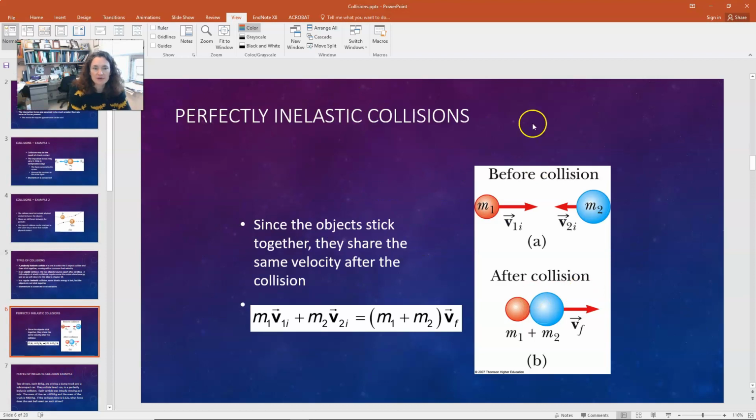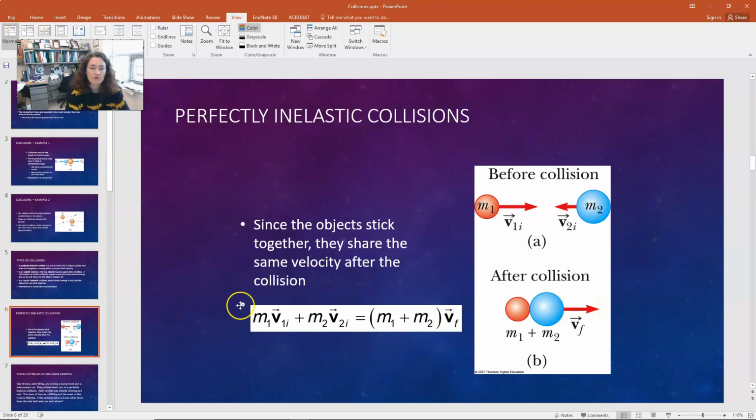So here's a simple example of a perfectly inelastic collision of two bodies, m1 and m2, with initial velocities v1 initial and v2 initial, sticking together after the collision and then moving off at some final velocity.